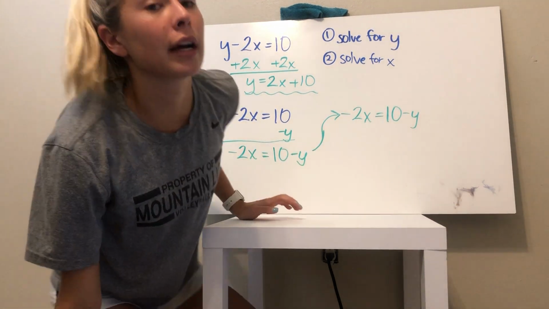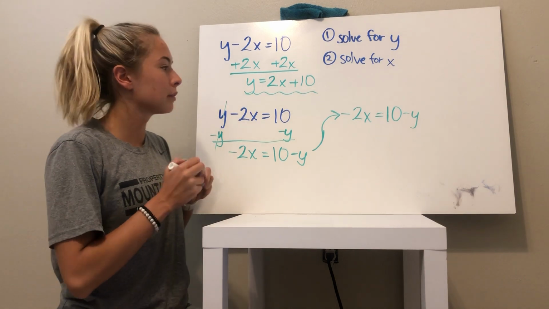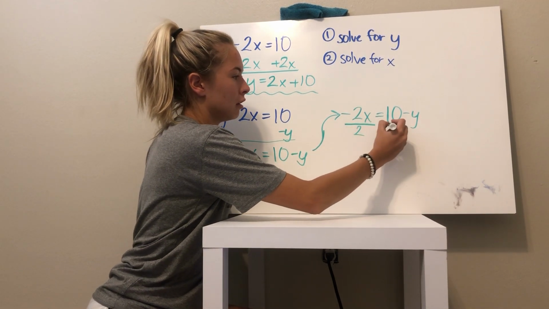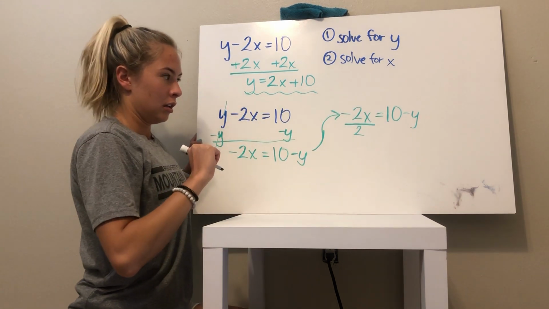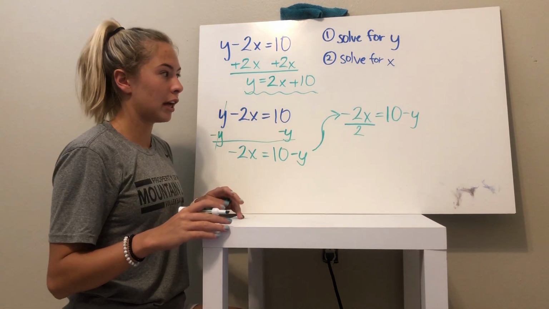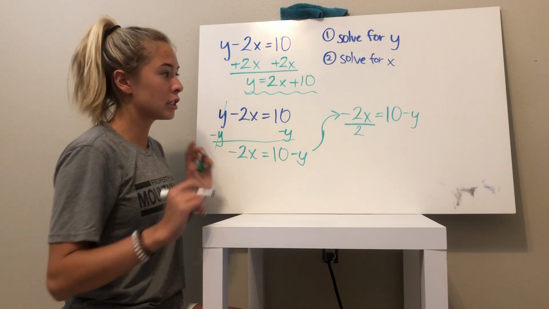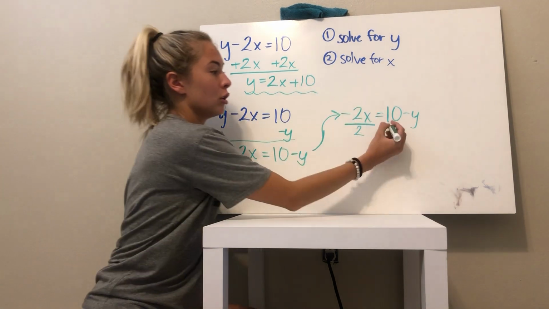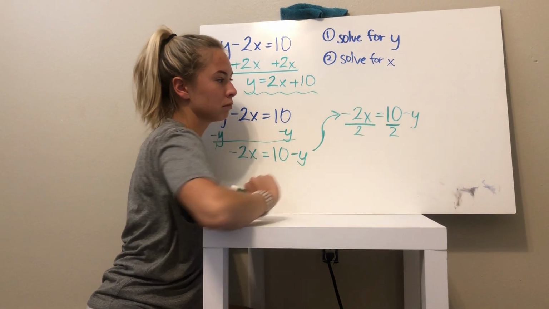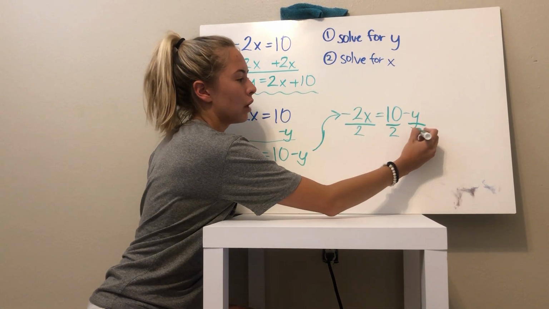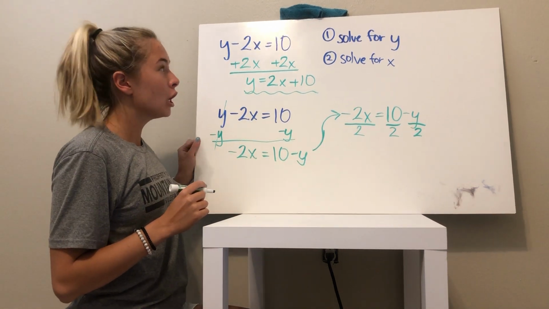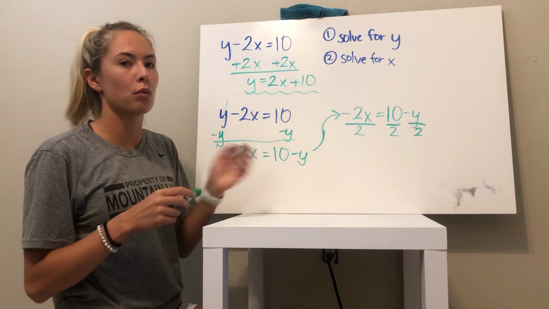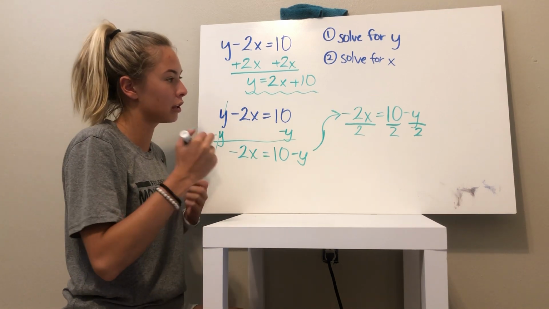So we have a negative 2x, but we need just one x. So this is being multiplied, so we're going to divide by 2. And what you do to one side, you have to do to the other. But what I want you guys to do is divide by 2 on the right side to each term. So 10, we're going to divide by 2. And the negative y, we're going to divide by 2. You can divide the whole right side by 2, but you'll see why we divided each term shortly.